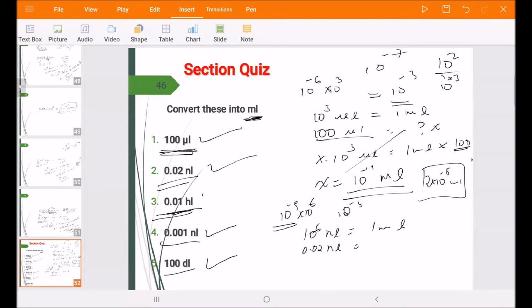0.02 nanoliter corresponds to this. Let it be x. x times 10 to the power of 6 nanoliter is equal to 1 milliliter times 0.02 nanoliter. Nanoliter cancels. To obtain x, I have to divide both sides by 10 to the power of 6. So, 2 times 10 to the power of minus 2 over 10 to the power of 6 is 2 times 10 to the power of minus 8 milliliter. Excellent.